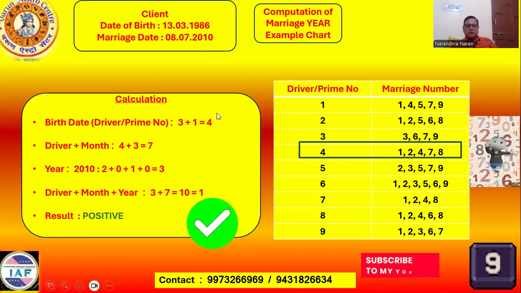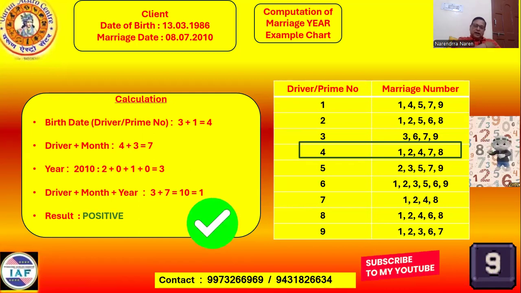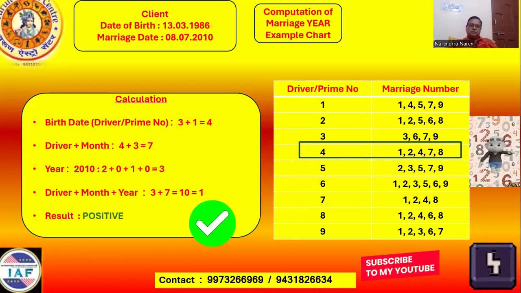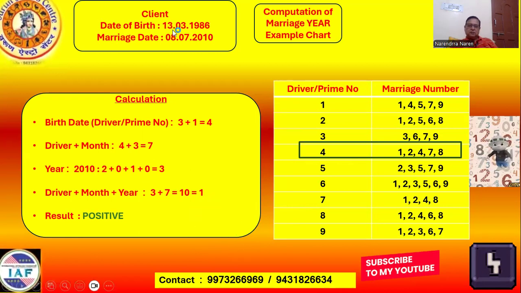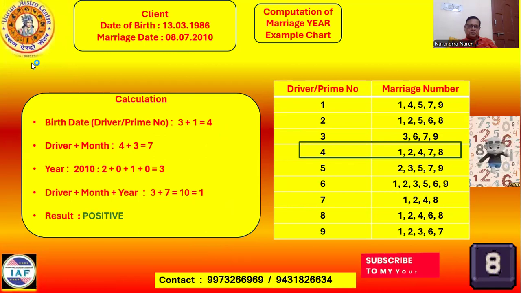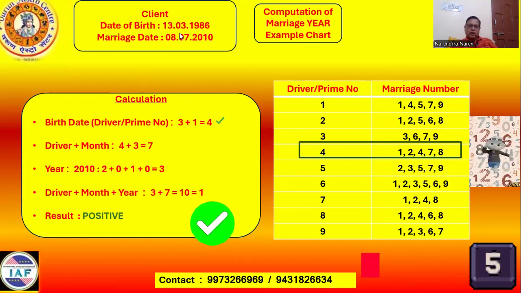This is 13th March 1986, and the marriage date is 8/7/2010. When we add together the month and date, we are getting 4 here. This is the sum total of this one. When we add this and this, we are getting 7. Thereafter, this year total is 3, 2 plus 1, 3.